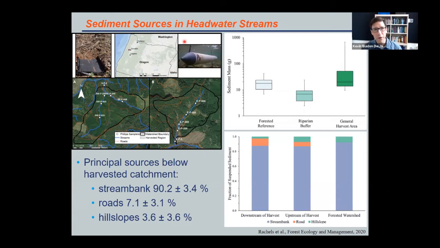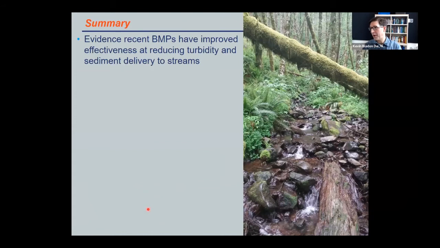But to corroborate that, they put these little Phillips samplers into the stream, which allow water and sediment to enter the front end. The sediment settles out inside of these things, and then they look at the chemistry of that and relate it to the source. And by doing that, they were able to show that the majority of sediment in these systems was coming from the stream banks, about 7% from roads and a bit from our hill slope.